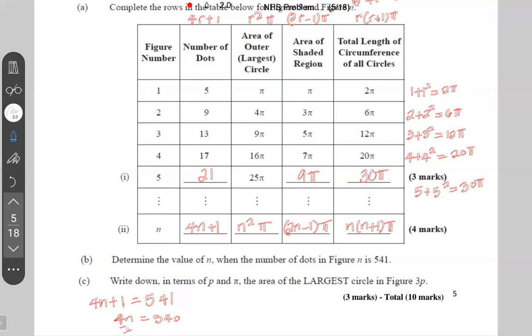And if I divide both sides by 4, I'm going to get n. 4 into 5 is 1 remainder 1, 4 into 14 is 3 remainder 2, 4 into 20 is 5. So when the number of dots in the figure is 541, n is equal to 135. So this is B.